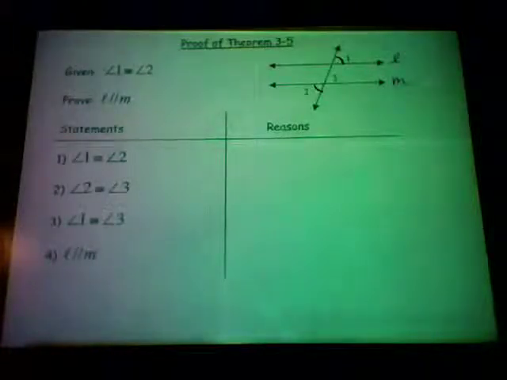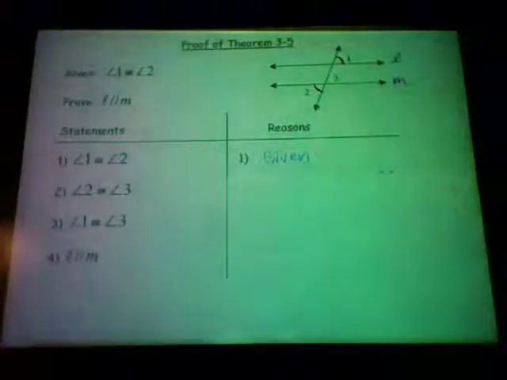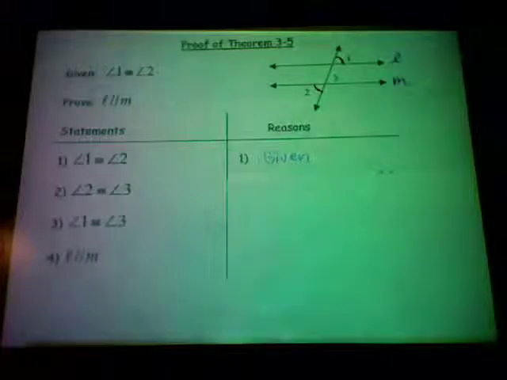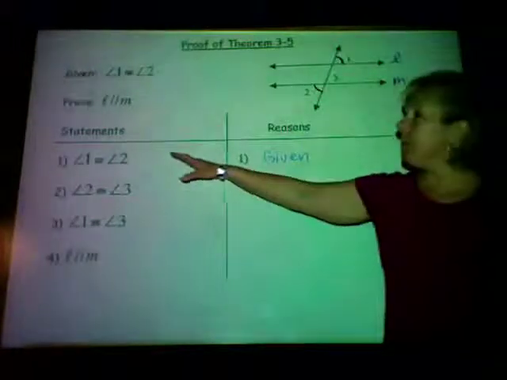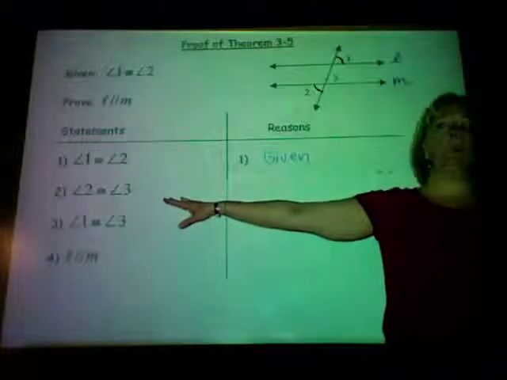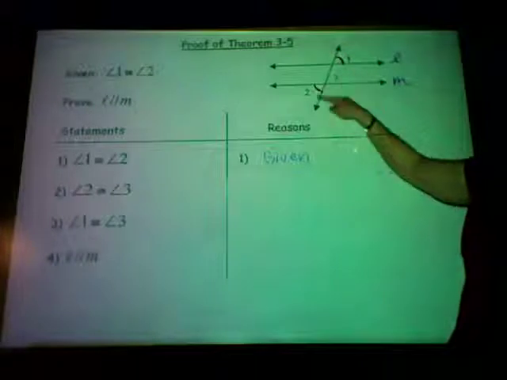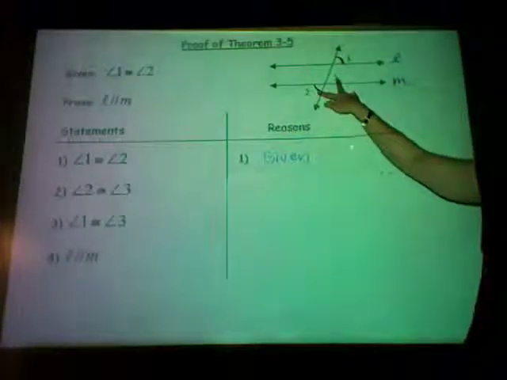Reason number one, 100% of you should be saying what? Given. Nobody should get that wrong. Absolutely none of you should get that wrong at this point. If you got that wrong, you haven't been listening. All right, so number one's given. Then does number two follow from number one, or is it something completely different? It's different. There's nothing from the fact that these two are equal that tells me that those two are equal.